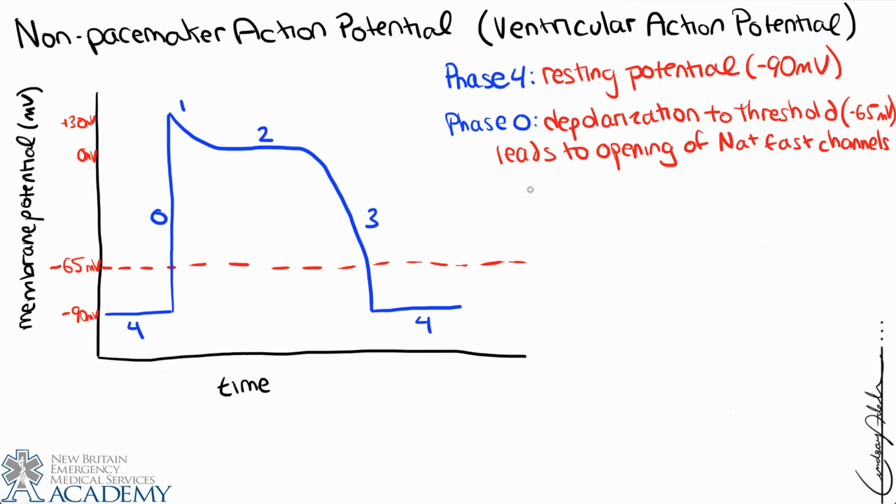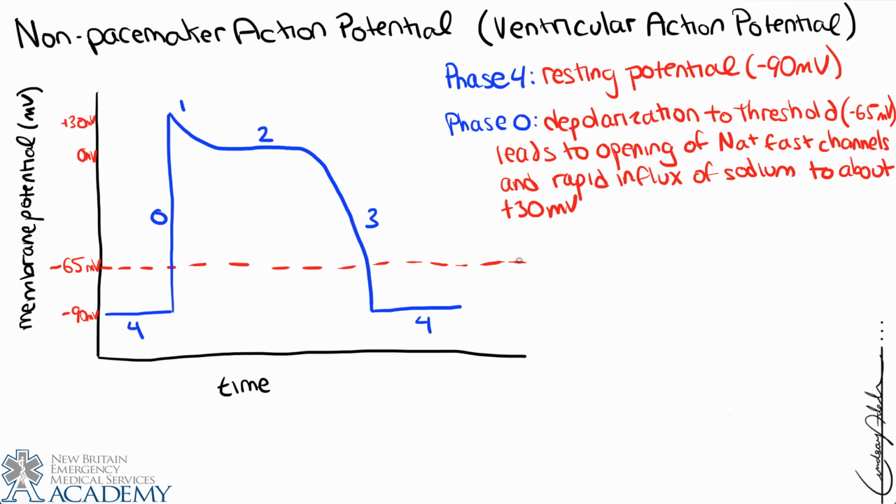And so once the cell reaches threshold, it will allow for opening of sodium fast channels and rapid influx of sodium. And so phase 0 is marked by the rapid influx of sodium, and we'll have sodium flow in till about plus 30 millivolts or so. Once we reach plus 30 millivolts, the sodium channels are going to close.